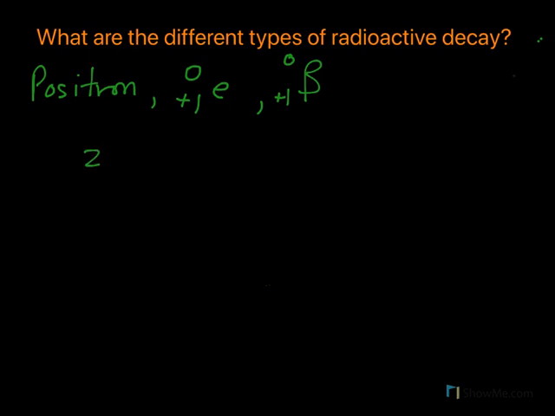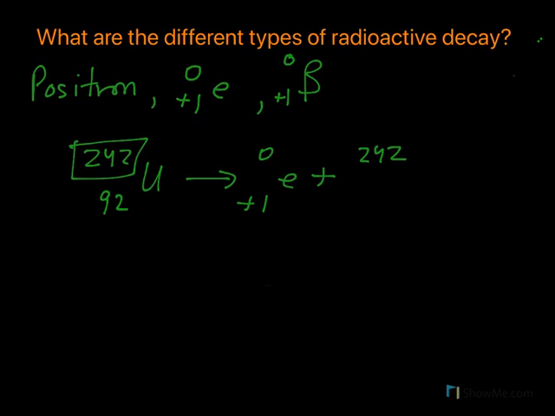So let's take our uranium-242, and we'll go through a positron decay. Again, the mathematical calculations are the same as before. So this must be 242 for our other product, because 242 plus 0 is 242. And here this must be 91, because 91 plus 1 is equal to 92. So the element with atomic number of 91 is protactinium.